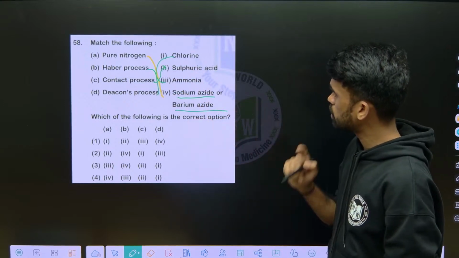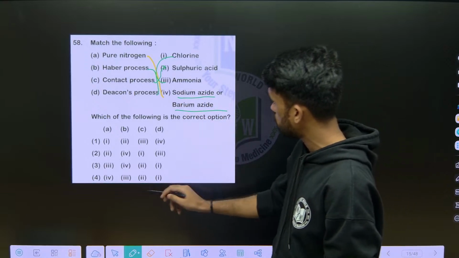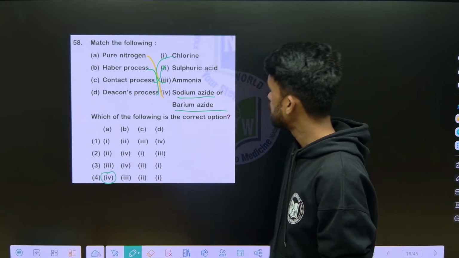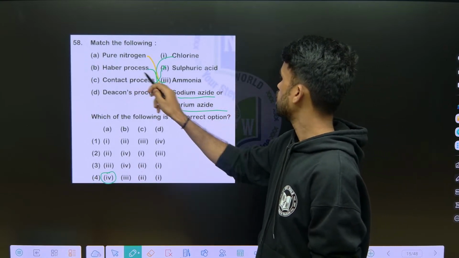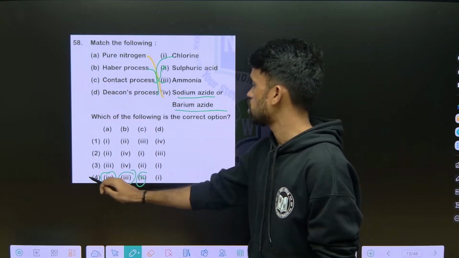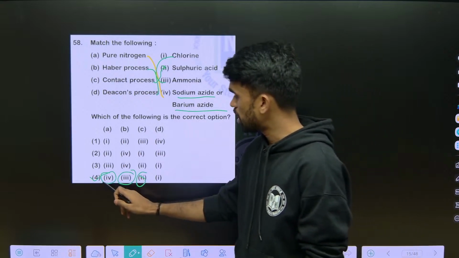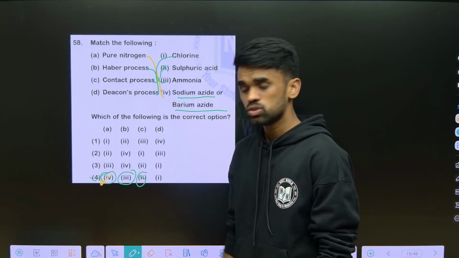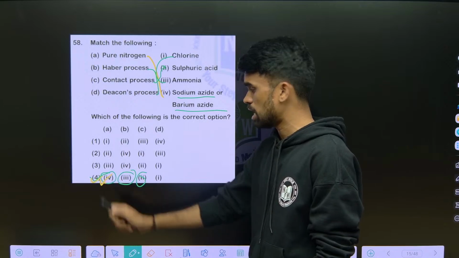So based on that you can choose the option A4. A4 here only we have, and the next B3, that's it, over. Contact process, sulfuric acid. So option number 4. Even by knowing one option we got the answer for this question. So don't waste too much time when you have direct answers like this.